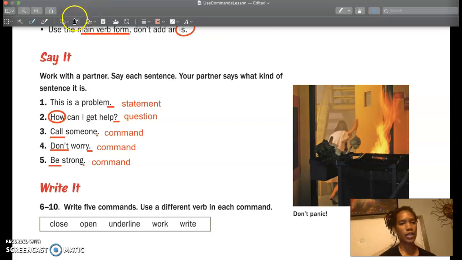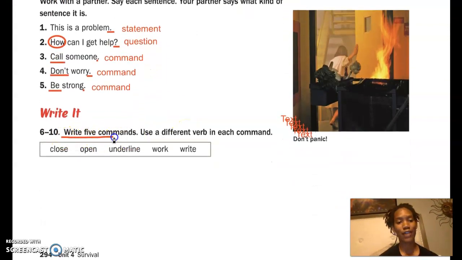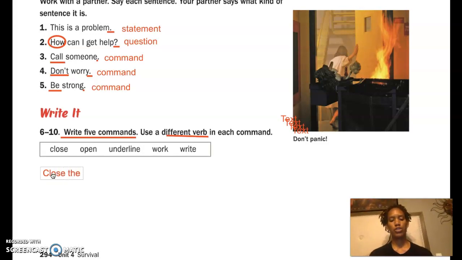All right, now we're gonna need some more text boxes for our next part. Now down here it says write 5 commands and then use a different verb in each command. All right. So my first one says close. Close the door. And do I end with a question or a question mark? A period or a question mark? A period. Okay. Open. Easy. Open the door. Right? I'm telling you to open the door, please.